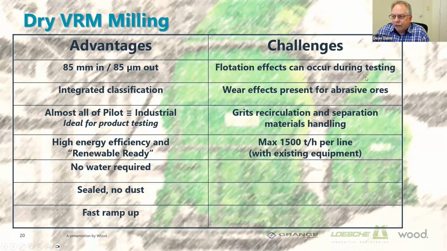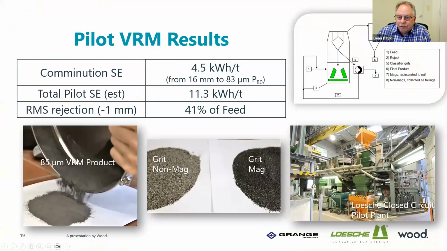Just a word on the flotation effects. We did a test on the VRM. We sent this material through to another lab for float testing and mag separation downstream. And it performed terribly, it's got pyrrhotite in it. So pyrrhotite floats pretty well, but it floated disastrously in those tests.